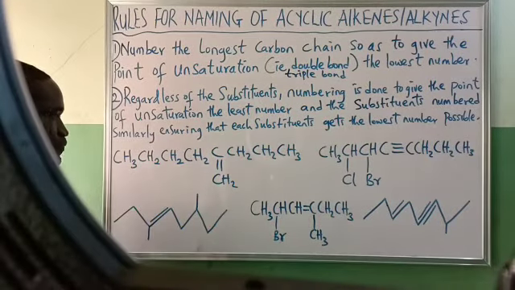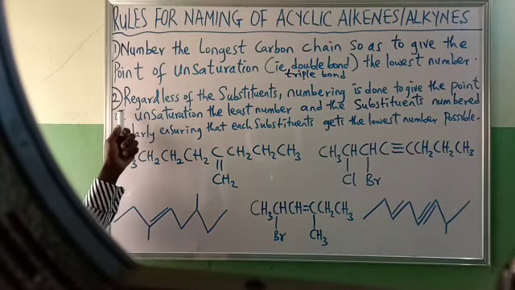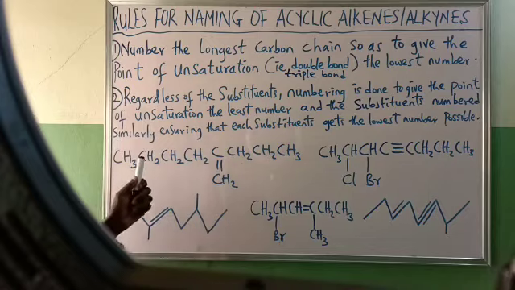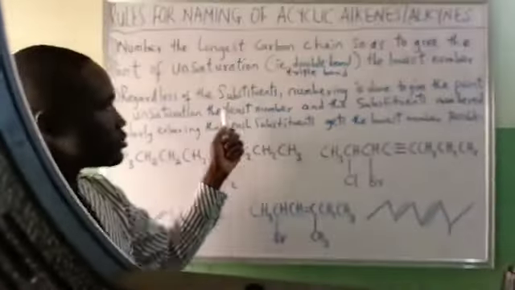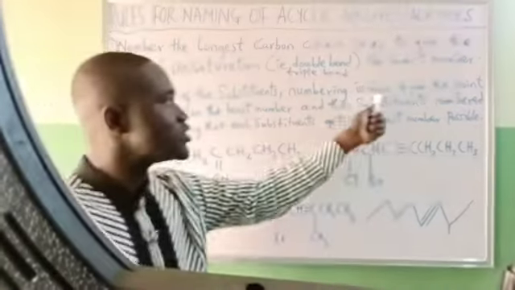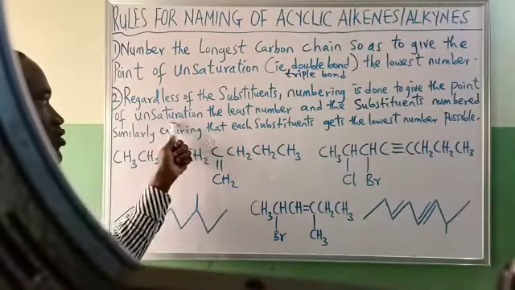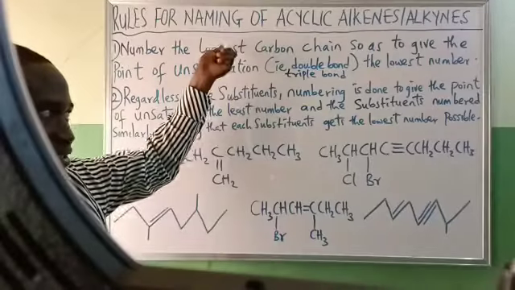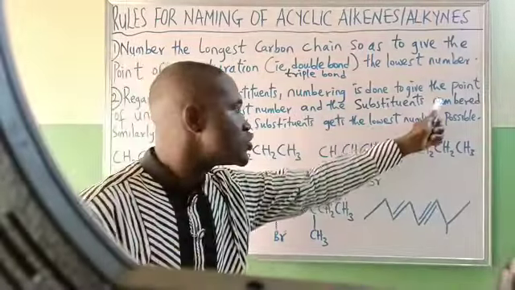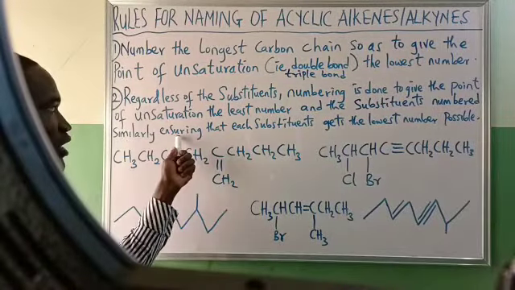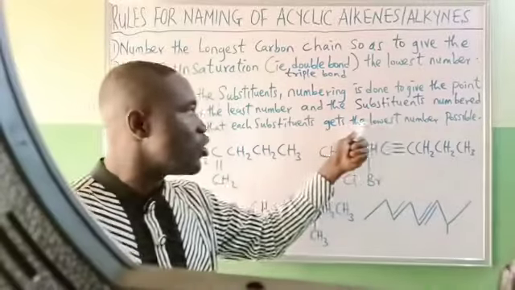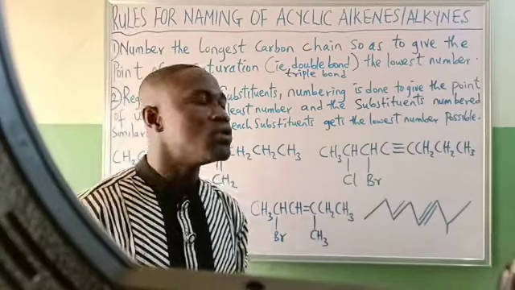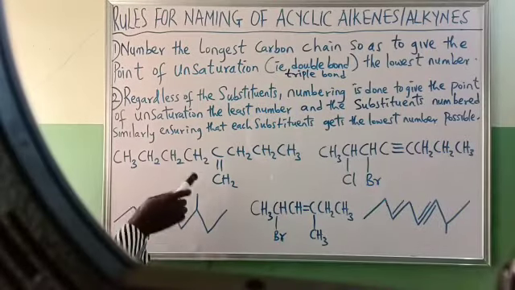Now let's see. Rule number two also says regardless of the substituents, numbering is done to give the point of unsaturation the least number. That is what this says. And the substituents are numbered similarly, ensuring that each substituent gets the lowest number possible. Let's see what we mean.